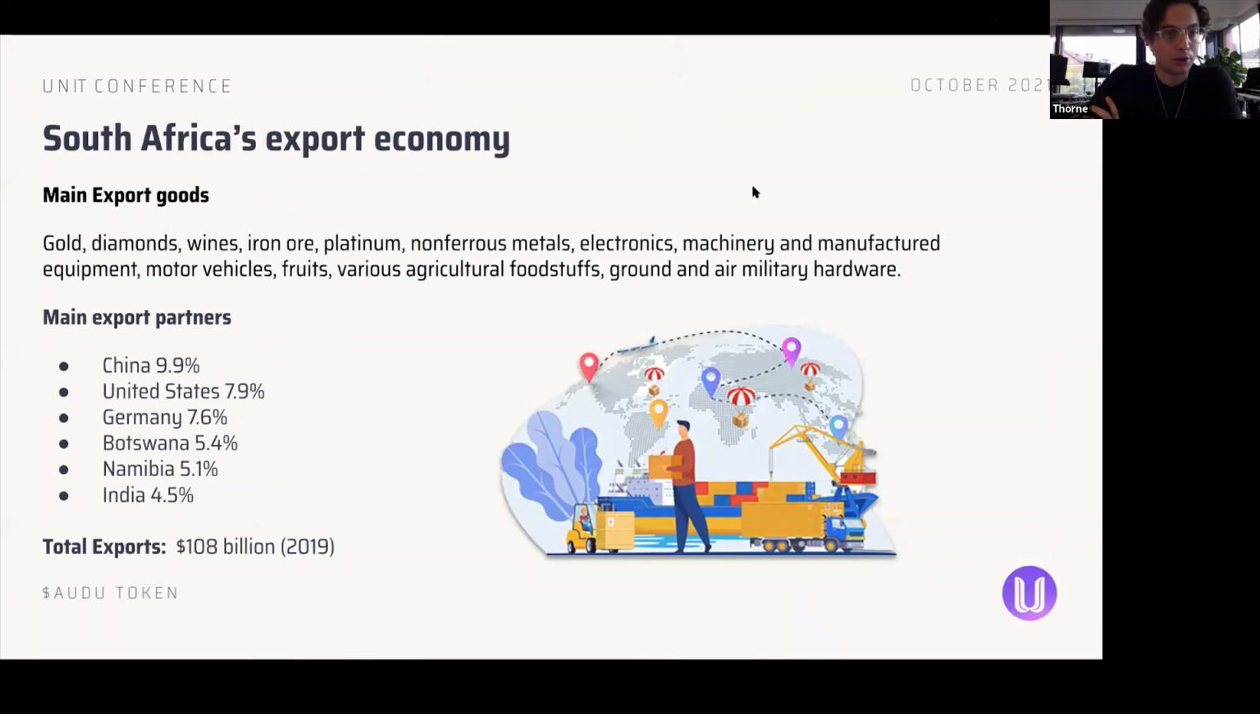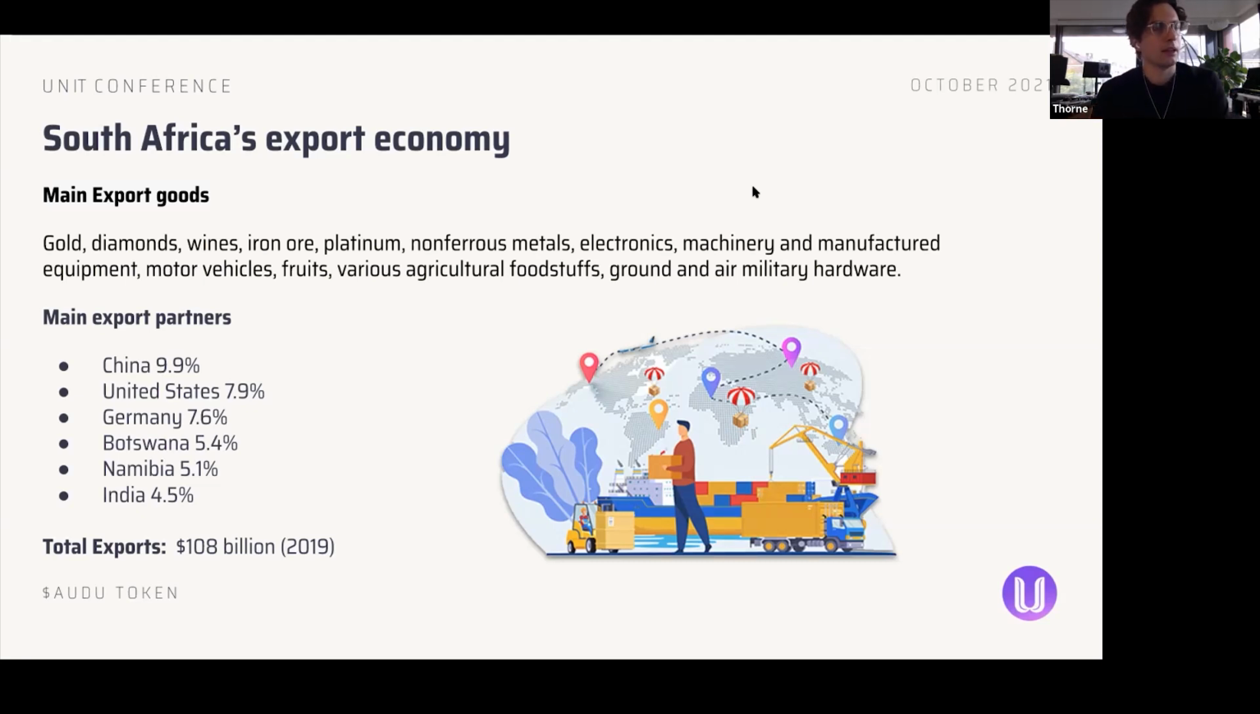So, South Africa's export economy. The main export goods: gold, diamonds, wine, iron ore, platinum, non-ferrous metals, electronics, machinery, manufactured equipment, et cetera. I think we've all seen movies like Blood Diamond, and a lot of those stories are actually true, and again speak to the use of cheap labor to extract a lot of these resources, which is a pervasive problem throughout Africa as a whole.